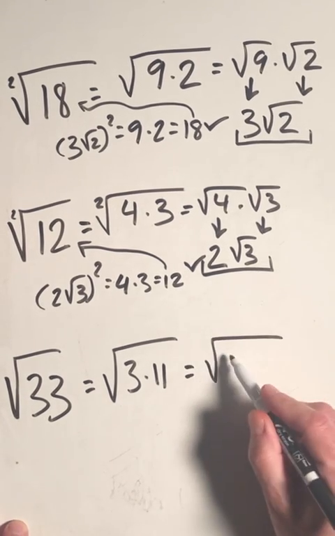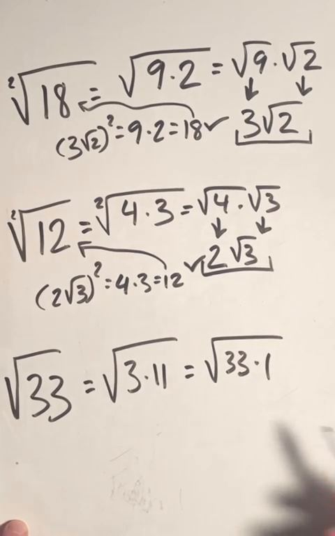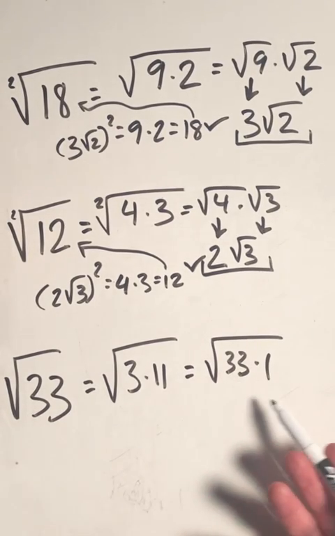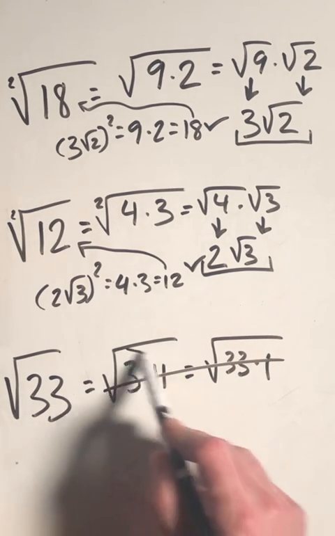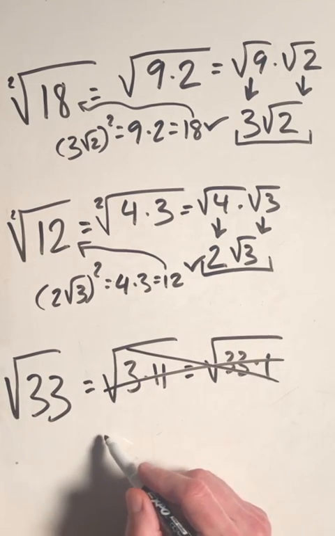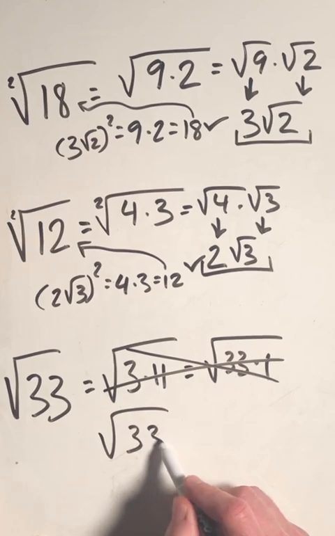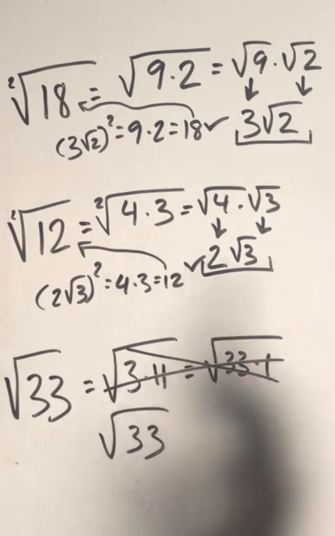If I wanted to do the square root of 33 times 1, well, we don't list the number and 1 as one of its factors when we're trying to do this. So none of these would be acceptable. The square root of 33 is already simplified the way it is because it doesn't have any perfect square factors.